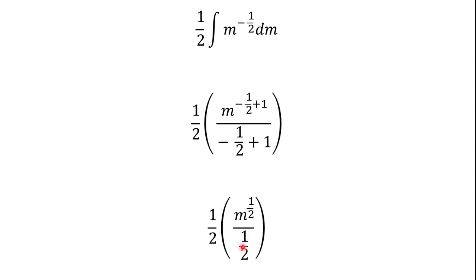Now here, this 2 in the 1 over 2 will just come and multiply the m raised to the power half on top here. And remember, m raised to the power half is the same as square root of m. So you just rewrite this one as square root of m. And that is going to give us 1 over 2 into bracket 2 times square root of m. Okay, so let's write.